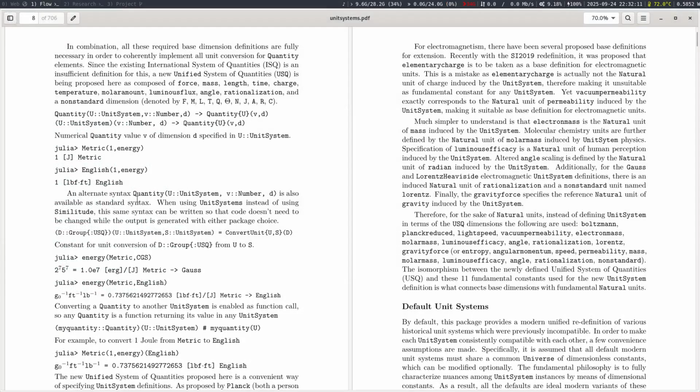An alternate syntax, quantity U, V, number D, is also available as standard syntax. When using unit systems instead of using similitude, this syntax can be written so that code doesn't need to be changed while the output is generated with either package choice. So again, there's just some flexibility about which package of the 3 that you want to pick.